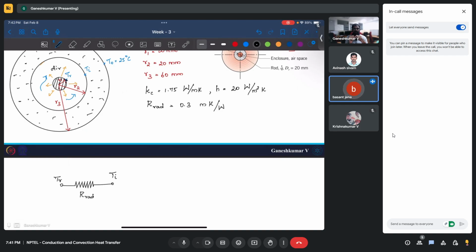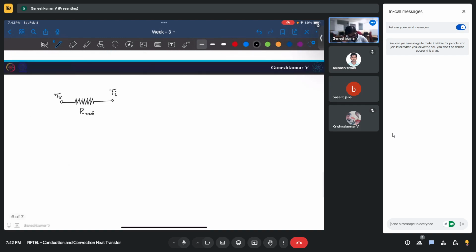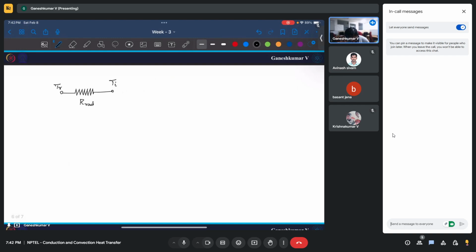So then it should be before that, before radiation. No, no, no. But okay, you think about it. So you have a rod here. Let's say if I draw a zoomed in view, you have a rod here and you have an enclosure here. This is TR. This is not changing, and this is TI. In between you have air.